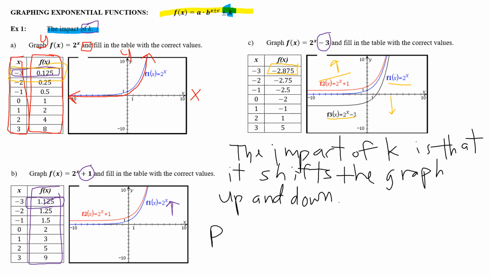Notice when it was positive, it moved the graph up, but when it was negative, it shifted the graph downwards. So if we ever wanted to make the graph of an exponential function move up and down, we would have to change the k value.